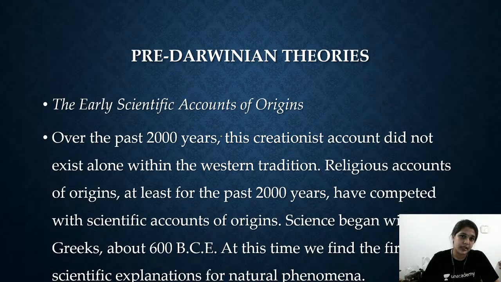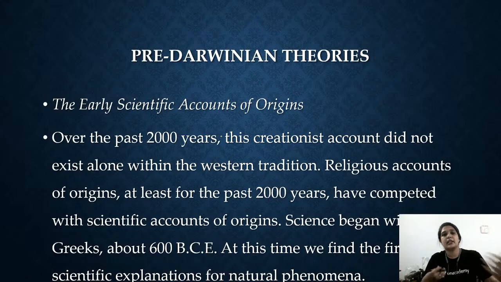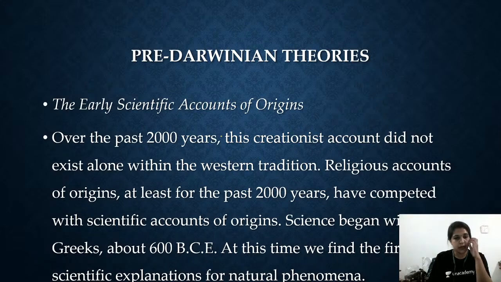There were many reasons. Initially, they did not even accept that there were changes. Then they started giving religious reasons for that. Then came the scientific reasons, and there was a clash between the religious and scientific reasons. Whenever we talk about evolution, we know Darwin. But before Darwin, we have pre-Darwinian theories. We should study that also: pre-Darwinian, Darwin, after Darwin.